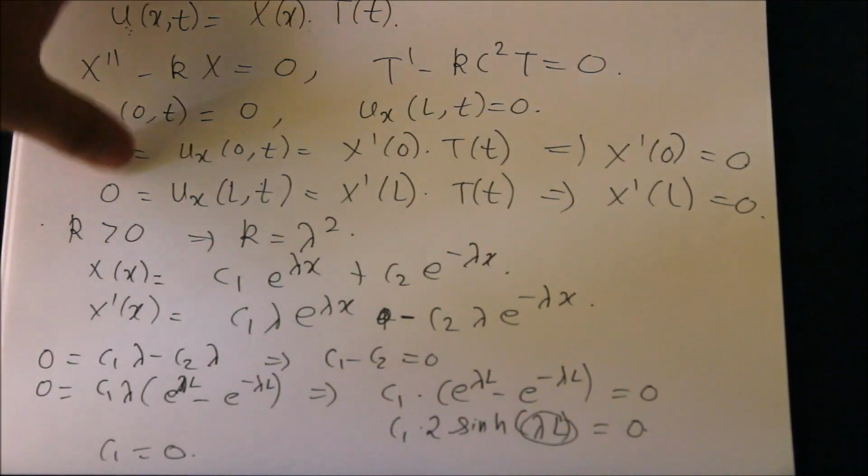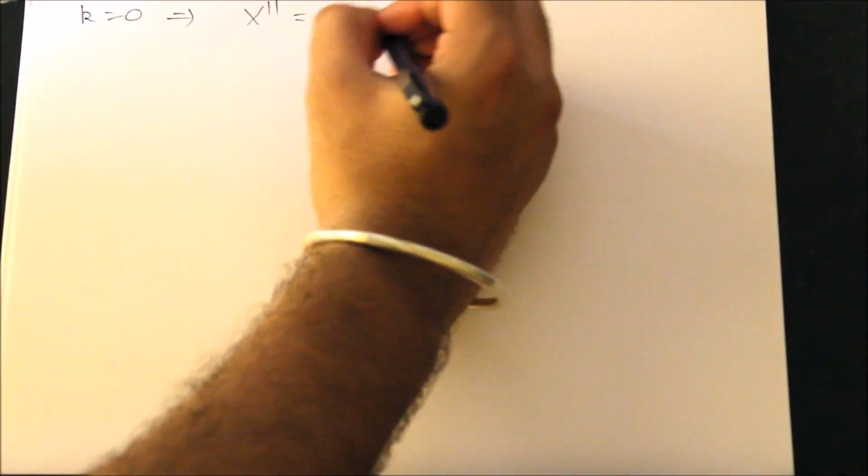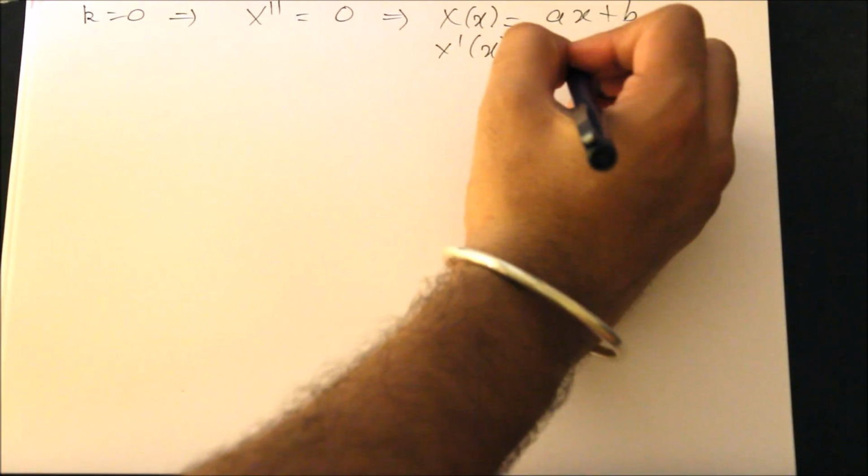and then we use that initial condition, still we get the same result. For the k equal to 0 case, when k was 0, what did we get? We get x double dash equal to 0. So what is x of x? It is nothing but ax plus b. And what is x dash of x? It is nothing but a only.